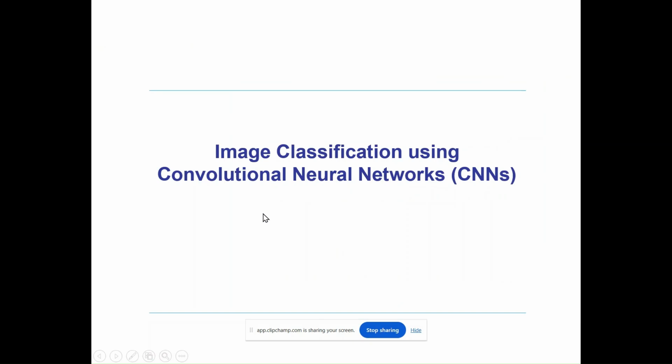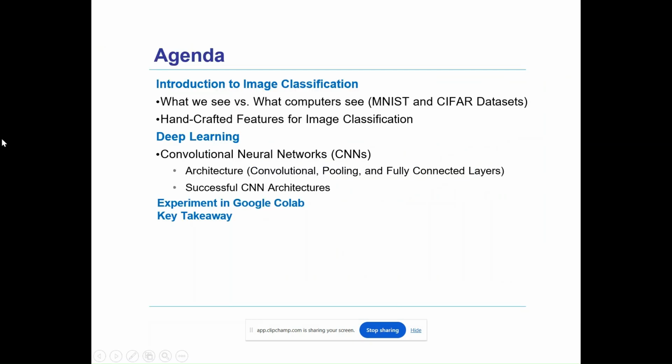Image classification using convolutional neural networks. In this agenda, we are going to see an introduction to image classification and deep learning. In that, we are going to see convolutional neural networks, architecture, and some of the successful CNN architectures, and one experiment in Google Colab, and at last, key takeaways.